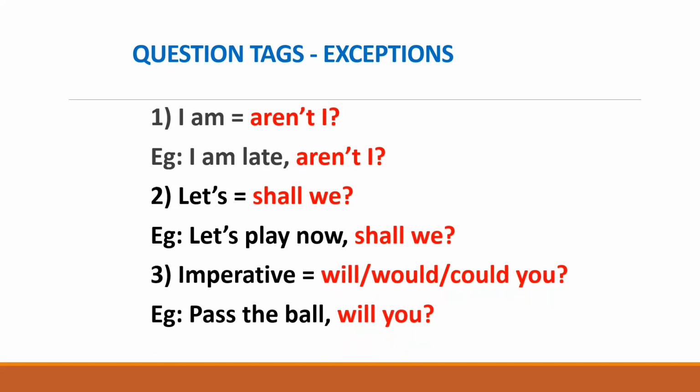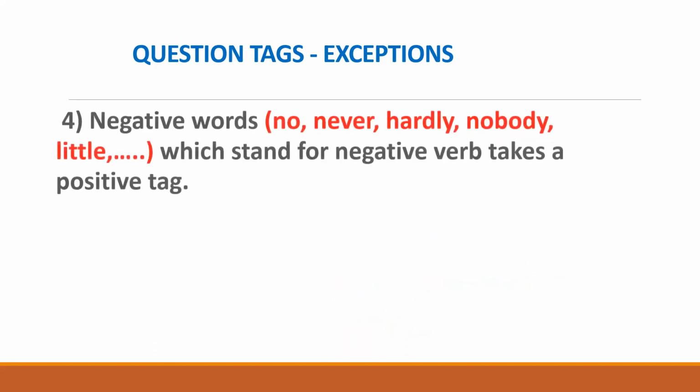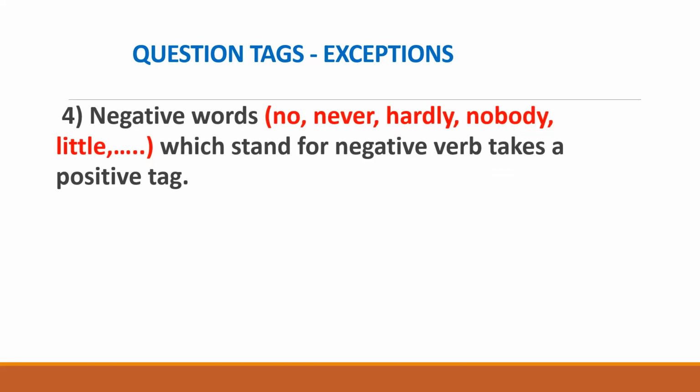I have a fourth one as well, but make sure you are very careful whenever you use this. These are the places people tend to make mistakes. So I am giving this so that you don't make any mistake after watching this video. Okay, so let's go to the fourth exception. Whenever we have negative words such as no, never, hardly, nobody, little, which stand for the negative verb, it always takes a positive tag. Okay, so let's see some example.